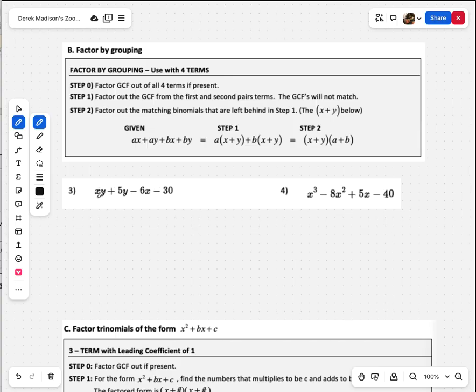Step 2, we take the greatest common factor out of the first 2 terms and the second 2 terms. That's the grouping piece of this. So we'll look at the first 2 terms together and the second 2 terms together. And we're going to get something that ends up looking like that, where we end up with this common factor left in the parentheses, and then that common factor gets pulled out front.